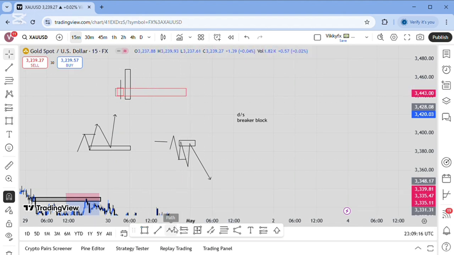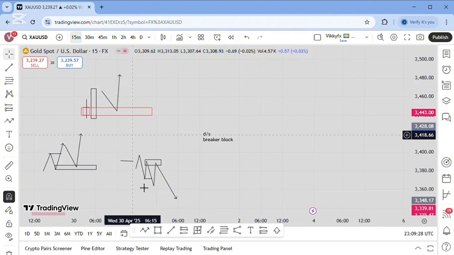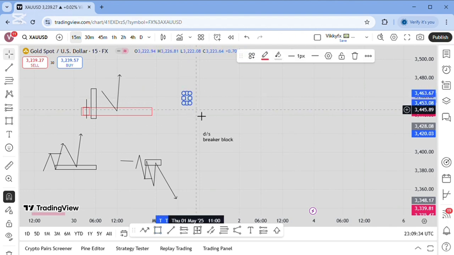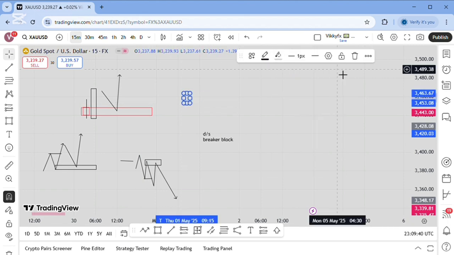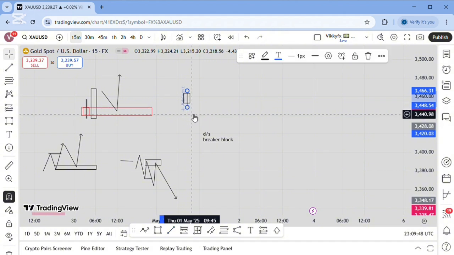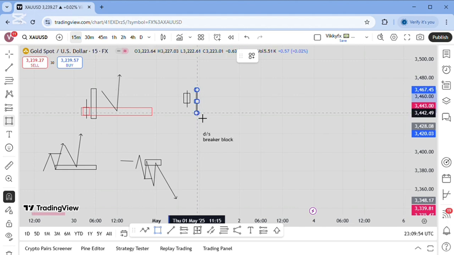So you are expecting the market to come down to your demand zone and buy from there. You understand? The same goes for a sell entry. The last bullish candle, this is your bullish candle, so we should make it black. The last bullish candle before a sell candle, before a bearish candle. So your last buy candle before a sell candle is your supply zone.